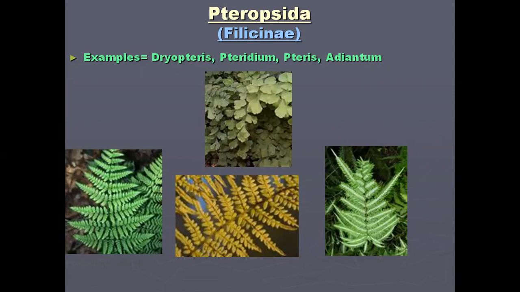What are the common examples of ferns? The common examples of filicinae are Dryopteris, Pteridium, Pteris, Adiantum. These are the common examples of ferns. Okay, this is Dryopteris. This one, this is Pteridium, and this is Pteris.